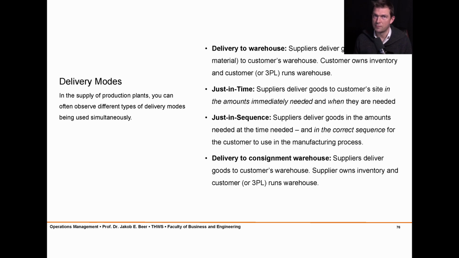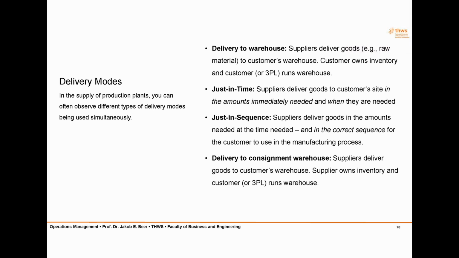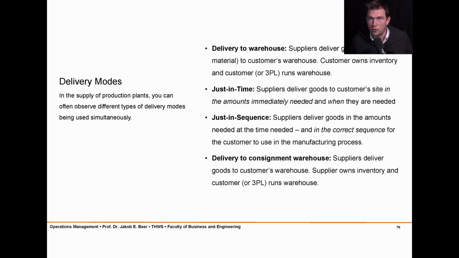The third mode, just-in-sequence, JIS, builds on the principles of JIT, but adds an additional layer of complexity. Goods are delivered not only when needed, but also in the precise order required for production. For example, in the automotive industry, parts like car doors may arrive in the sequence they will be installed on the assembly line. This approach improves efficiency, but requires meticulous planning and seamless communication between the supplier and the customer's production team. JIS is done for a low number of parts only.